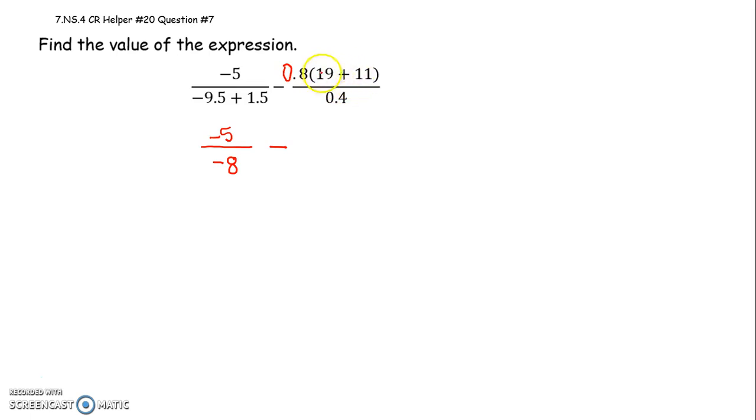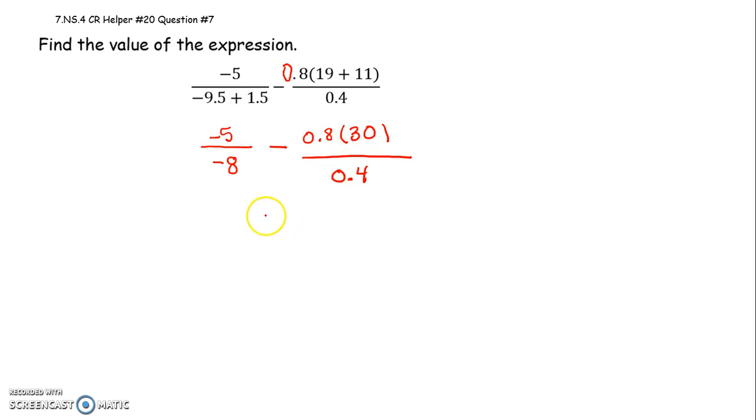Here, I'm going to do a step on this fraction too. I'm going to get a single value within the parentheses. So I'm going to keep my 0.8 and I'm going to do one step with this fraction. So I just did one step here. Now I'm going to do one step with this fraction. I'm going to keep my 0.4 in the denominator. 19 plus 11. Again, if you need your calculator, pick up your calculator. 19 plus 11 is 30.